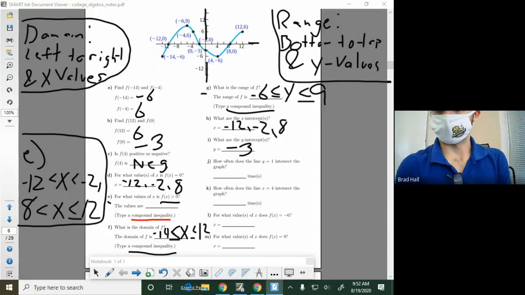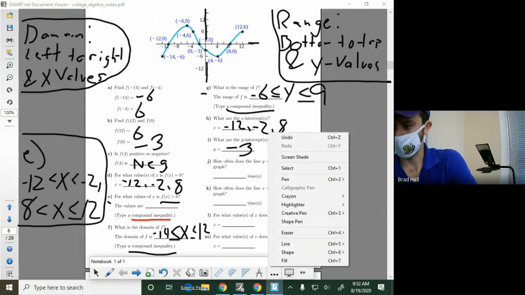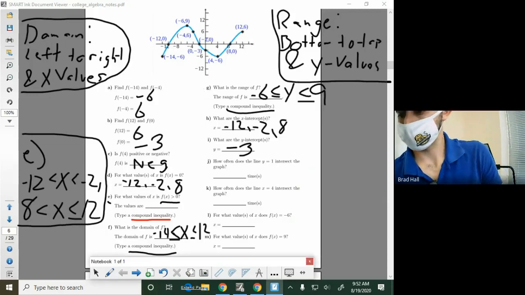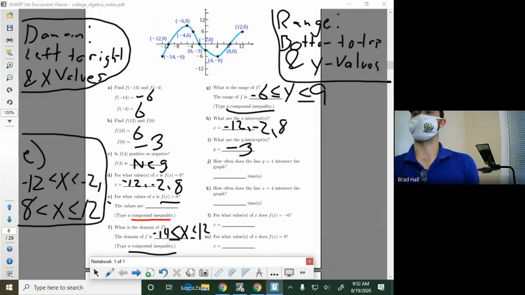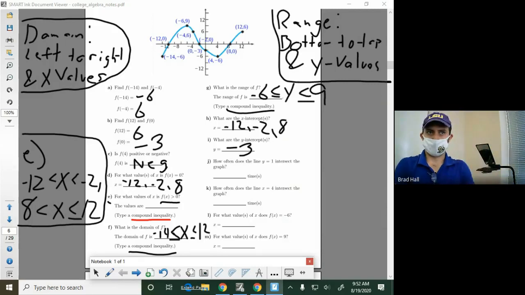Okay, so from there, we move on to part J, which is how often does the line y equals 1 intersect the graph? The line y equals 1. What does that even mean? So let's get rid of all this stuff here real fast. Actually, I want red. So what does that mean? The line y equals 1. Well, the y-axis is the axis that goes vertically, so you would think y equals 1 is a vertical line. Not necessarily.